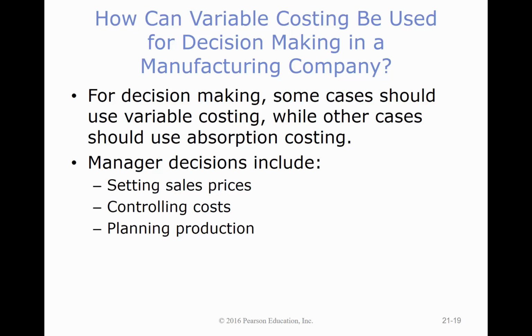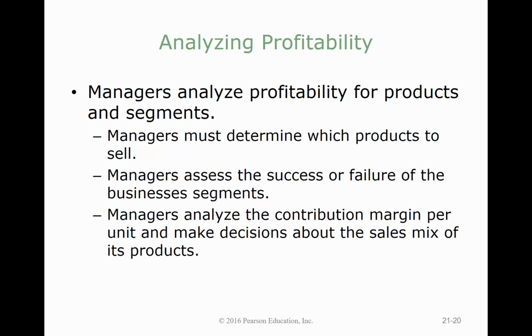So the other part of this chapter is, okay, now we know there's this difference between variable and absorption costing. In the end, they always work out to the same over time. But in the period, they can tell us something different. So the question is, how do we use that to make decisions? Managers have to set sales price, control costs, and make plans about how much to produce. So a better understanding of your costs per period versus your costs per product produced can really help with that decision making. That's all they really want to get at there.